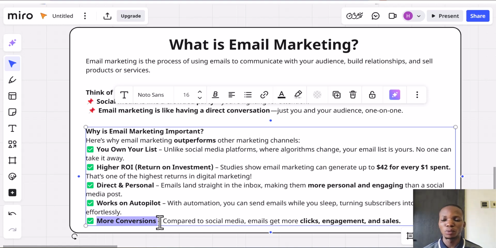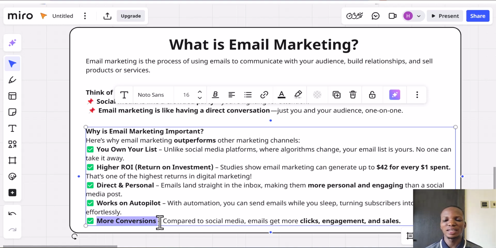Unlike social media posts, email gets more clicks, more engagement, more sales. If you see an average social media post, let's say you get 200,000 views on that post, there are only like 1,000 people that will actually react to that post or like it. And out of all those 1,000 people that react, only like 100 or 10 people will actually make a purchase from that post. But email marketing is different.